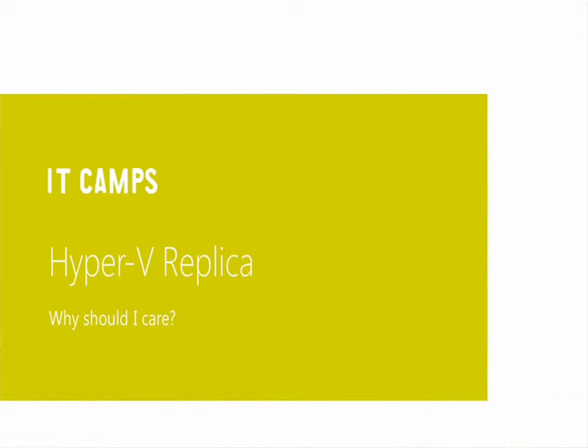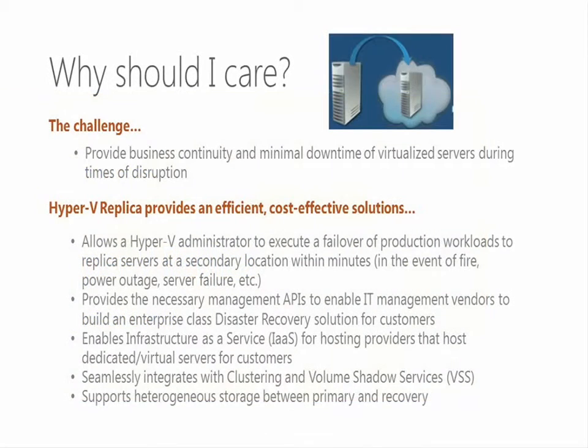So why do you care? Why is this important to you? The number one reason that we see people using this new replica feature is for business continuity and minimal downtime of virtualization in case something happens that causes a disruption. You never think that it's possible, but your data center could lose power, you could have some type of natural disaster, and this allows us to have a cost-effective, efficient way to recover.